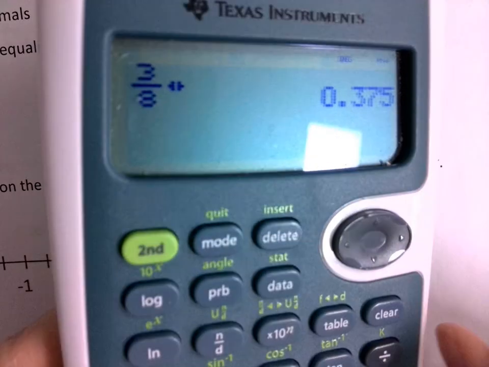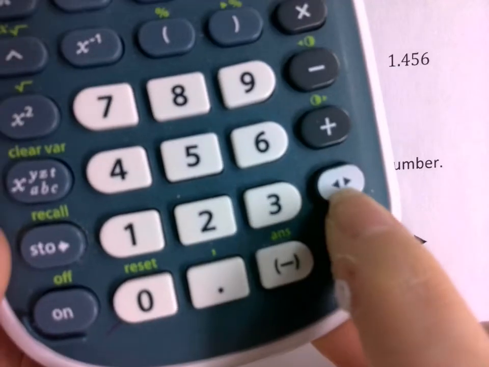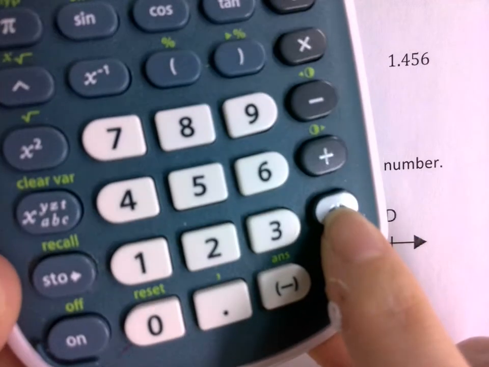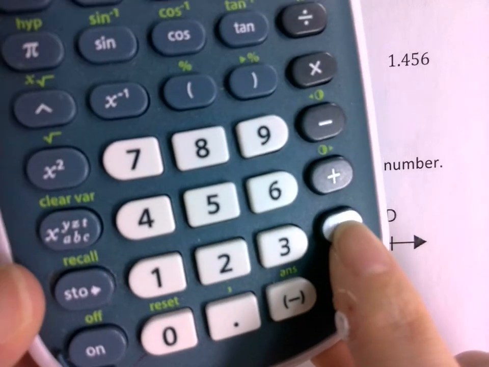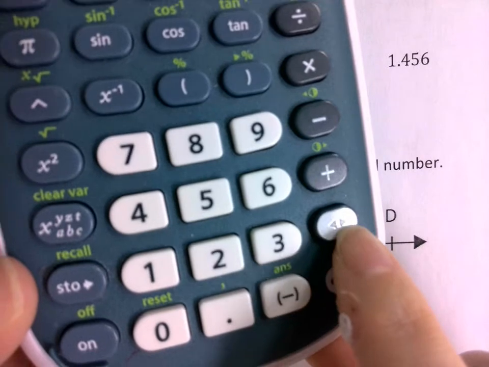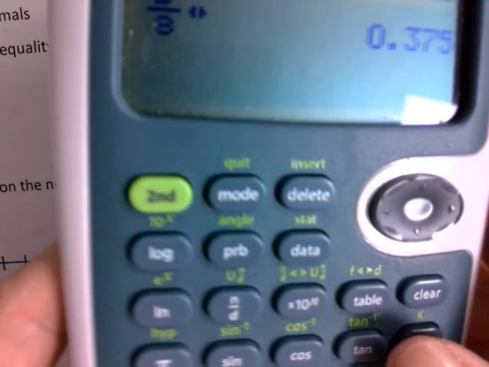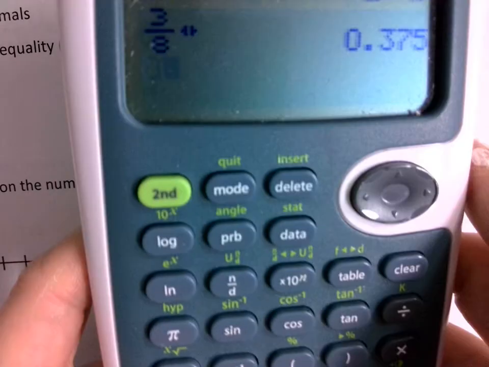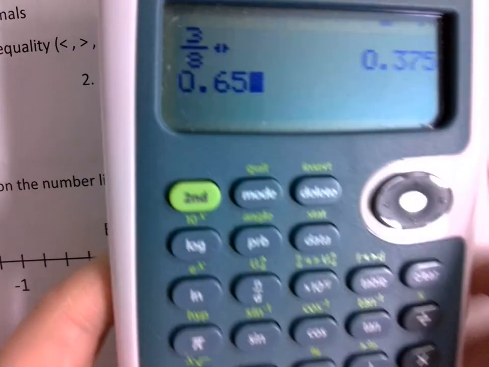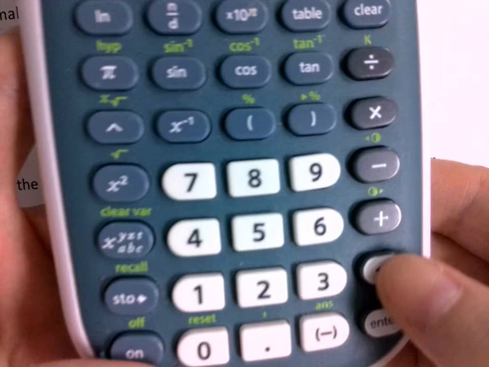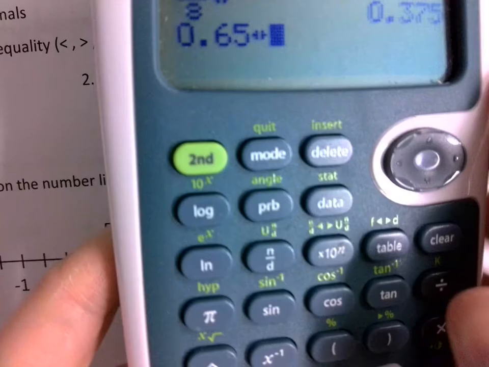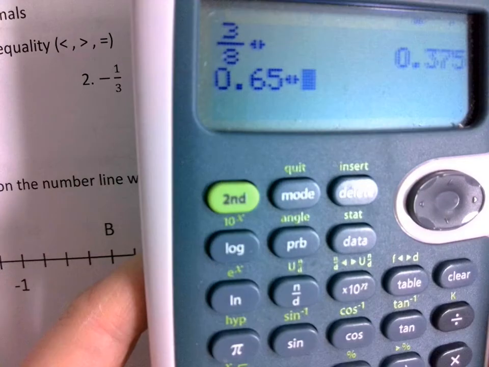So this is a good friend of yours. Because if you don't remember how to convert your fractions into decimals, this will help you. You can type your fraction in, you can hit that, and it'll convert it. Same thing with a decimal. I could type in the value 0.65, and I can hit that double arrow. So I have 0.65 with the double arrow, and hit enter, and it converts it to a fraction.